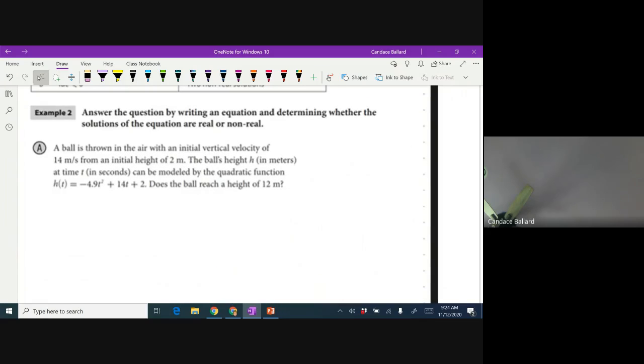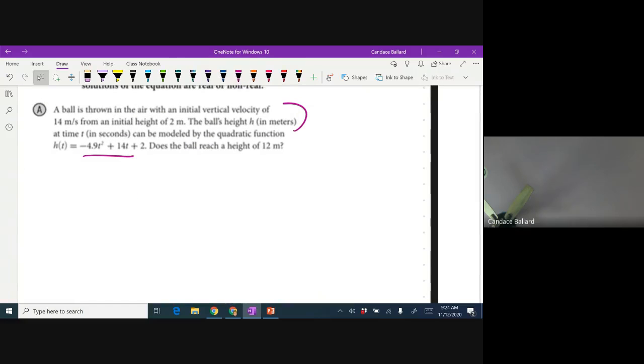So a ball is thrown in the air with an initial velocity of 14 meters per second from an initial height of 2 meters. The ball's height in meters at time t seconds can be modeled by the quadratic function. So basically, we almost didn't need the entire 3 sentences here. They gave us the quadratic function. It wants us to know, does the ball reach a height of 12 meters? So the way we're going to figure that out is by examining the discriminant, because we know if we get imaginary solutions, that it would never reach that height. But if I can get some real solutions, we know that the height would be reached.